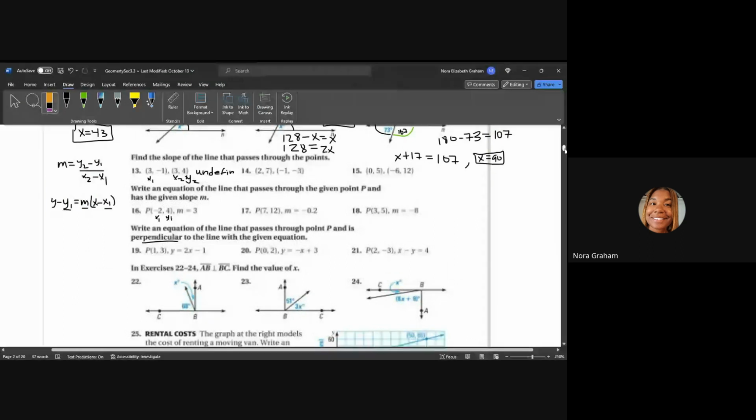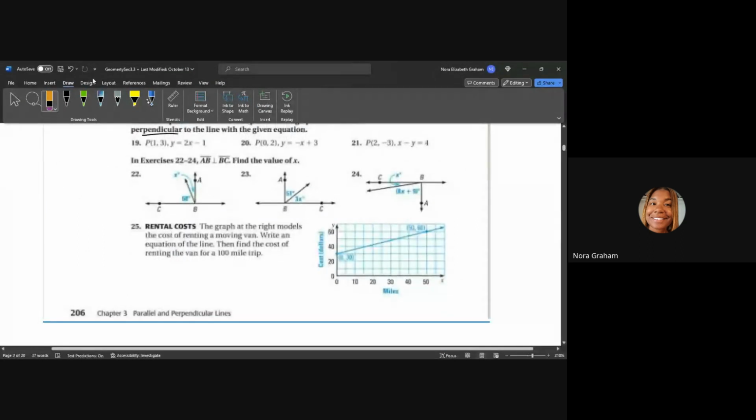All right, so let's look at 22. For exercises 22 through 24, it says AB is perpendicular to BC. That little symbol right there in math means perpendicular to. Find the value of x. So remember, when two lines are perpendicular, they create a 90-degree angle, okay? So perpendicular lines create a 90-degree angle. So that means all these angles are going to be 90 degrees.